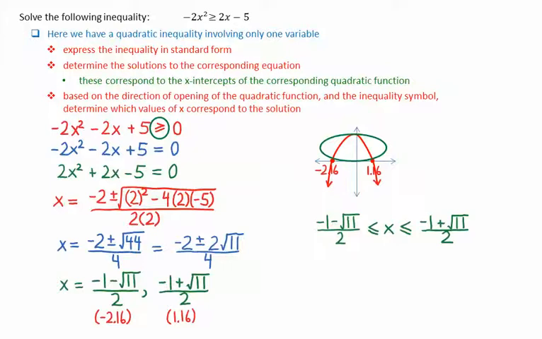Note that for the original inequality, it's a greater than or equal to, so we have to include these x-intercepts in our solution. We then have -1 minus root 11 over 2, less than or equal to x, less than or equal to -1 plus root 11 over 2.